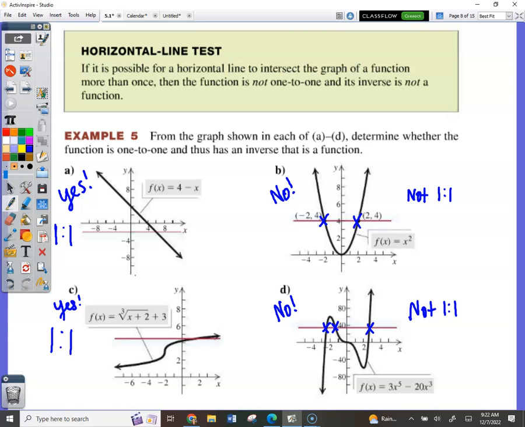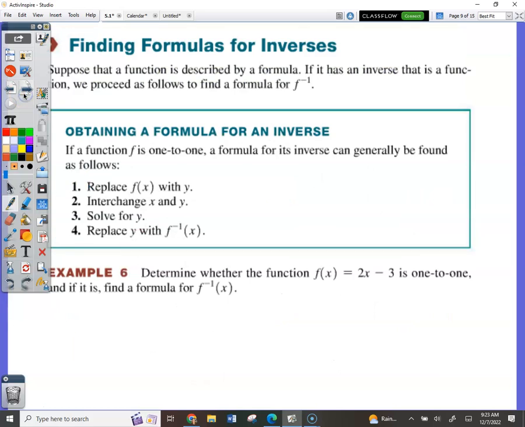Now let's get to finding the equation of the inverse when it has one. Okay? If you forget how to do this, the steps are written right here. Read the directions. Determine whether the function is 1 to 1, and if it is, then tell me the formula, which means find the equation for the inverse.